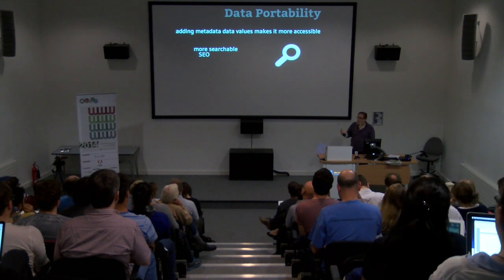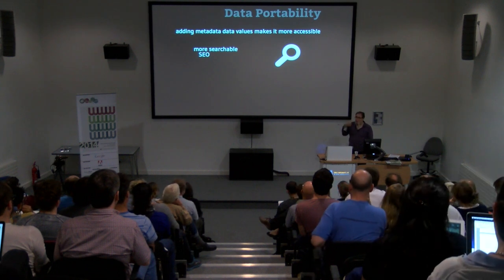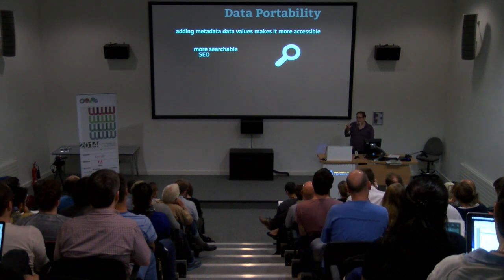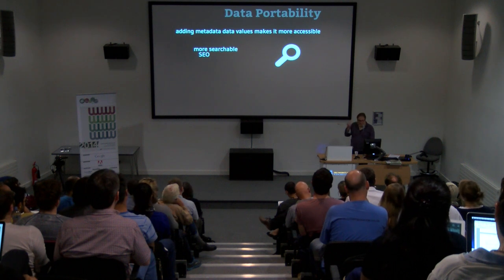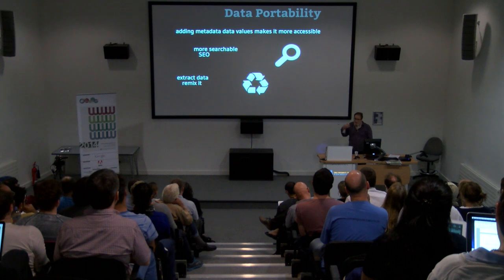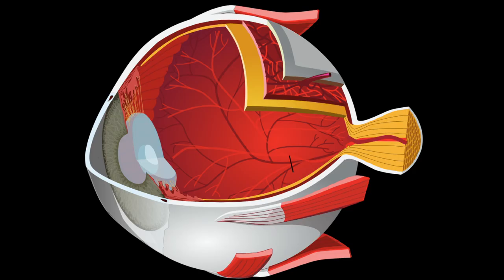It also makes it more searchable. If somebody's looking for your image and they're looking for certain keywords, if you are using SVG and you have a static version of SVG, and you have those keywords in there, it's going to be more searchable. It's going to be more findable. You can extract the data, you can remix it.